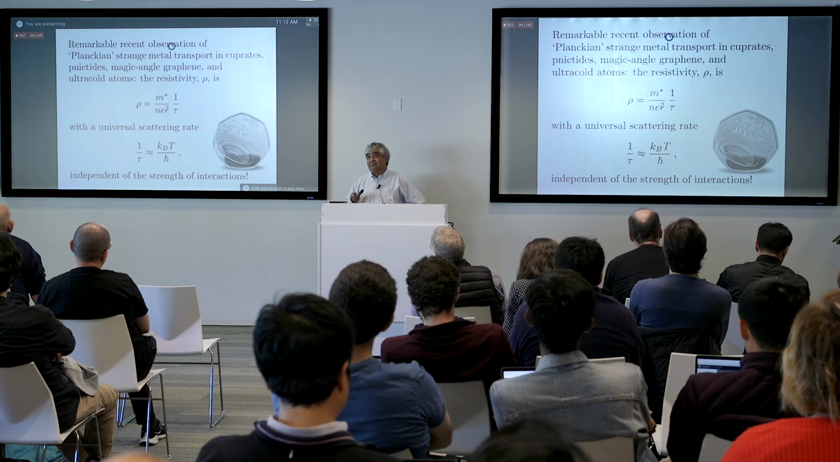When you do this in a wide variety of materials which show linear in temperature resistivity down to low temperatures, you find that the 1 over tau you get is almost exactly k_B T over h bar with a constant of order 1, which holds over many systems with many different energy scales. Magic angle graphene has Tc of a few Kelvin, cuprates hundreds of Kelvin, and cold atoms a whole different range. You get behavior of this type.